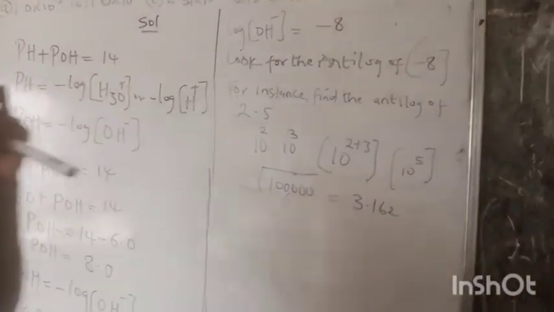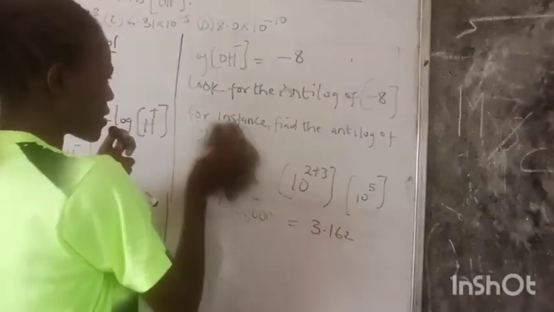Now using the same understanding, we are asked to look for the antilog of minus 8. Now what it simply means is this.